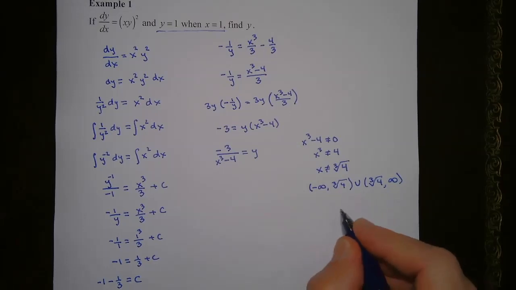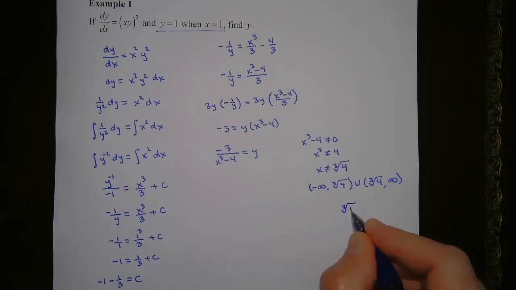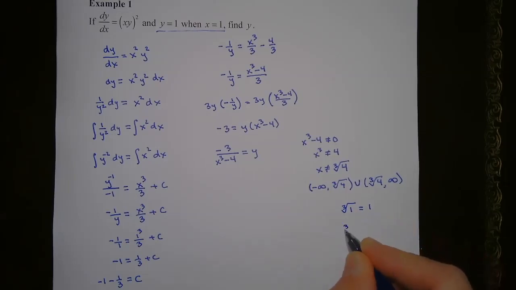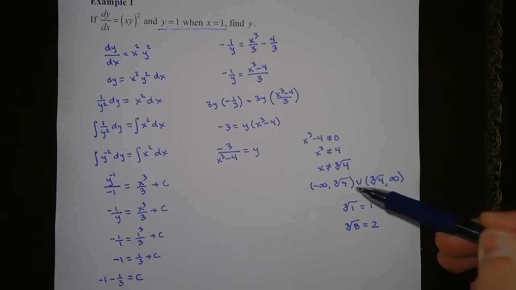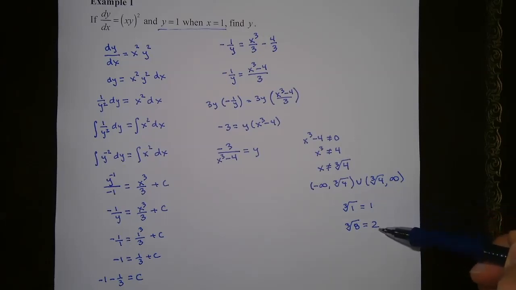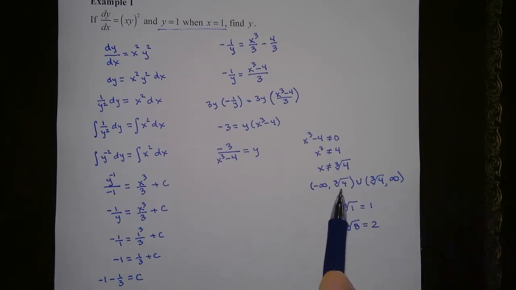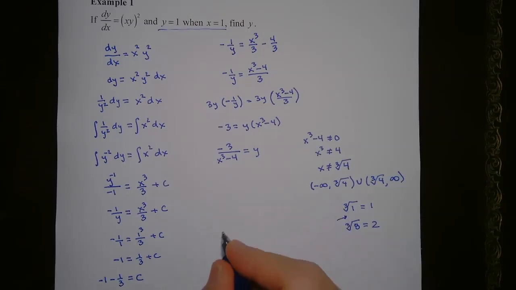Well, it might help to recall that the cube root of 1 is 1, and the cube root of 8 is 2, okay? So this cube root of 4 is somewhere between 1 and 2, okay? So this number right here is bigger than 1, because cube root of 4 would be somewhere in between these two. So that means that the domain restriction has to be this interval right here, -infinity to the cube root of 4. So our final answer would be this, okay?